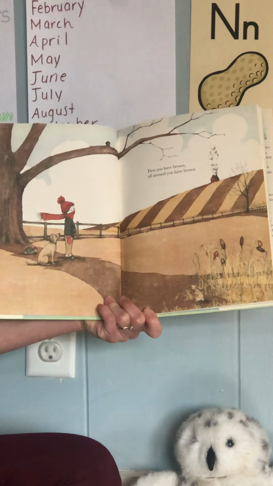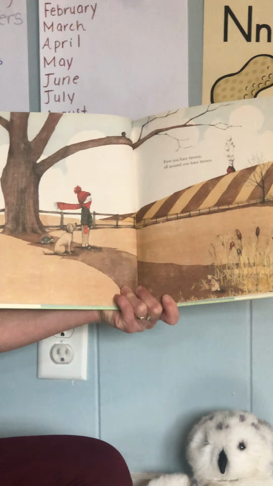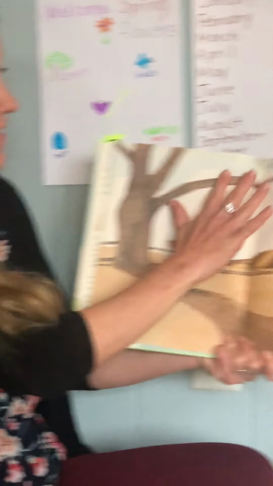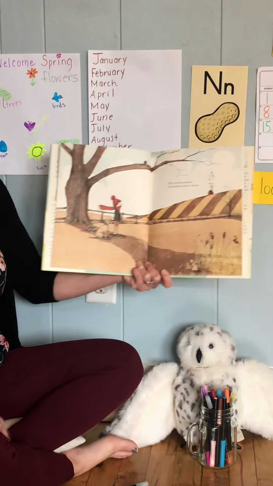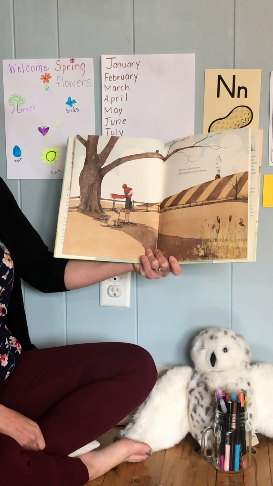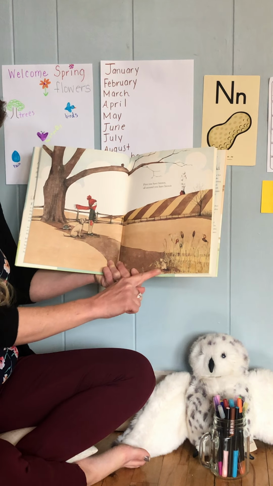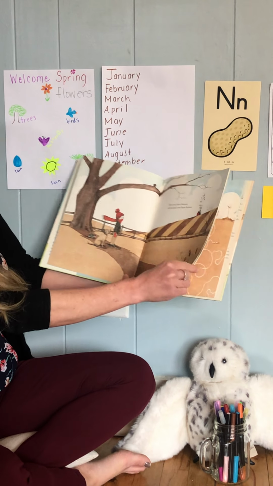First, you have brown all around. You have brown. It's kind of how it looks like outside right now. The trees are bare. I don't see any leaves on them. He's still bundled. Doesn't look very colorful. Do see a little bunny rabbit over here. I like these pictures.